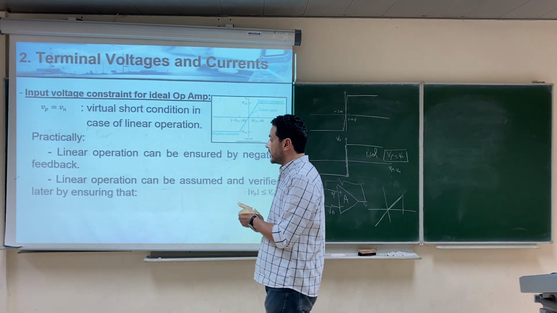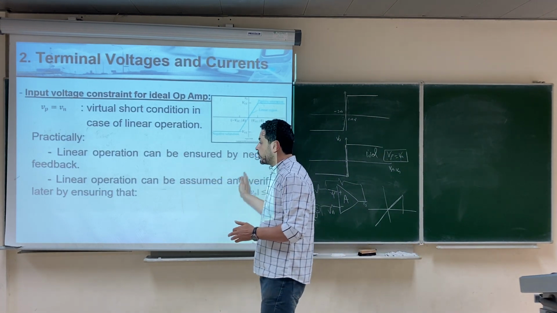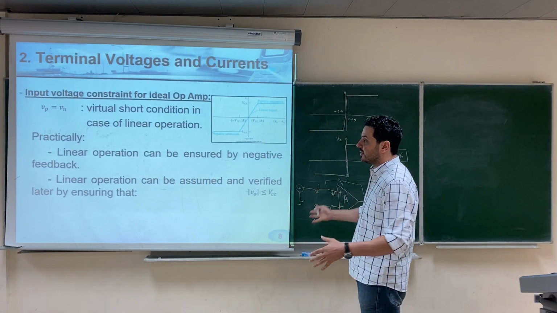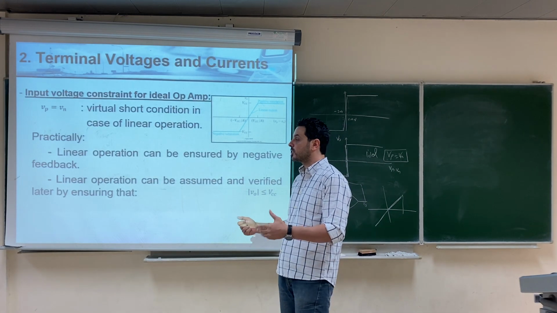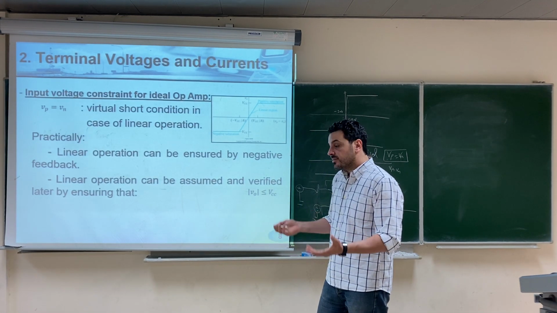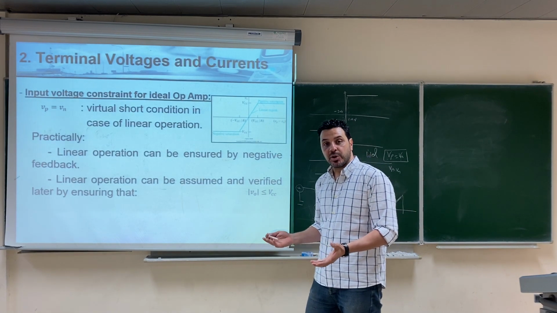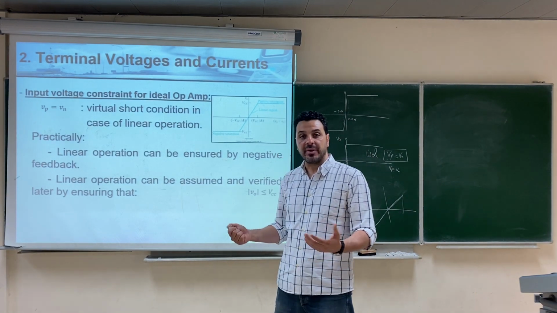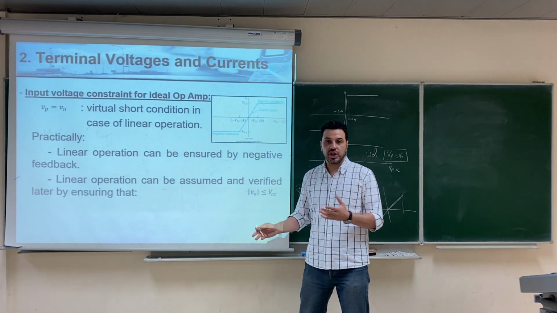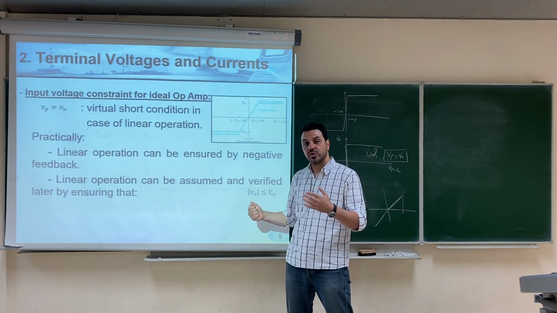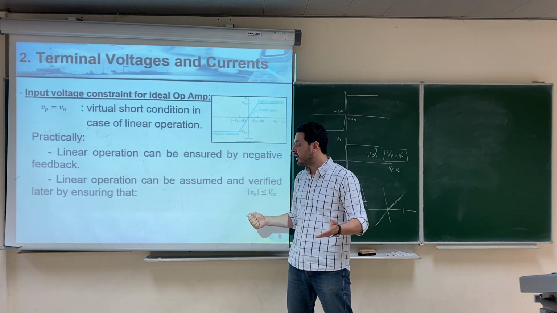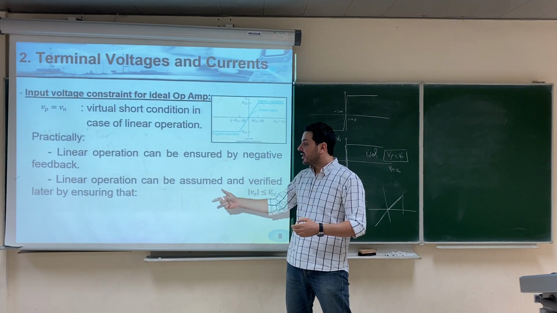In the linear operation. Linear operation can be ensured by negative feedback, as I said. So we connect some feedback resistors and some other circuitry around the op-amp in order to guarantee the linearity. And when we solve any problem, because we don't know whether the op-amp will be in the linear region or in any other region, you have to assume and check. This is the process that we are going to follow in many other topics in our course. Assume and check. So we'll assume linearity, and then we check at the end.